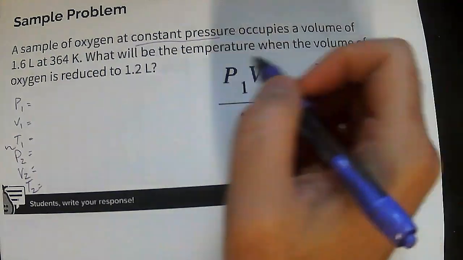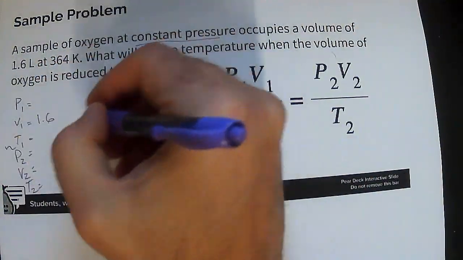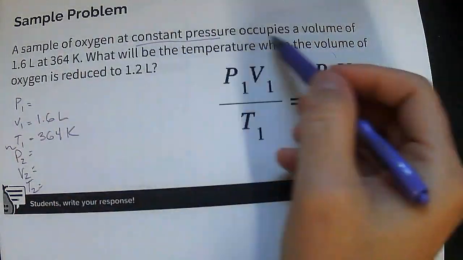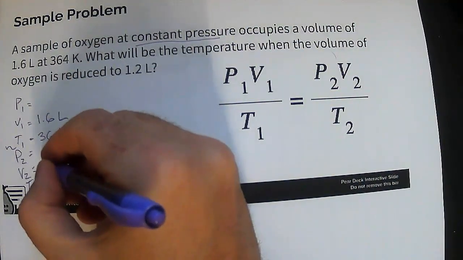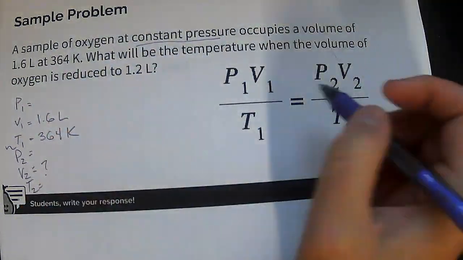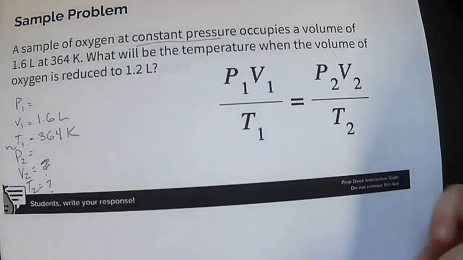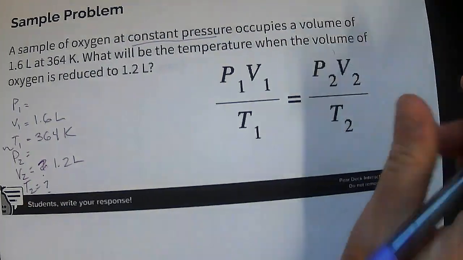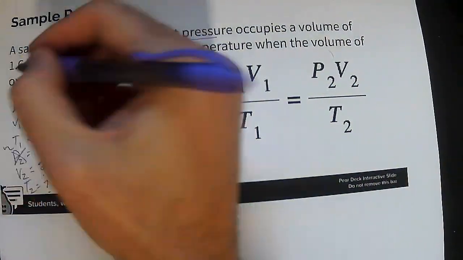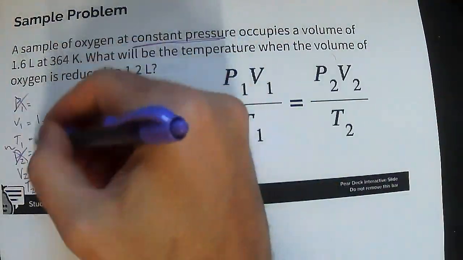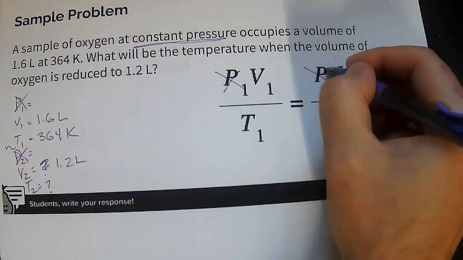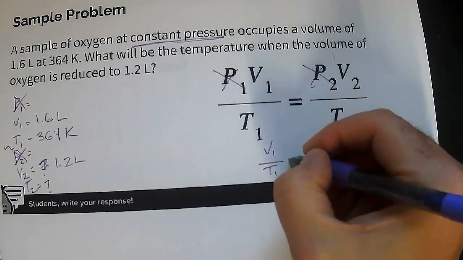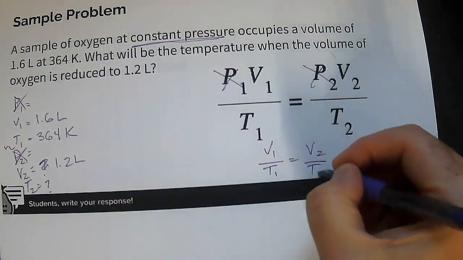So it occupies a volume of 1.6 liters at a temperature of 364 Kelvin. What will be the temperature, question mark, when the volume is reduced to 1.2 liters? So again, we don't have pressure. It says constant pressure, and we don't have data for pressure, so we're just going to get rid of pressure here. So now what we have is V1 over T1 equals V2 over T2.